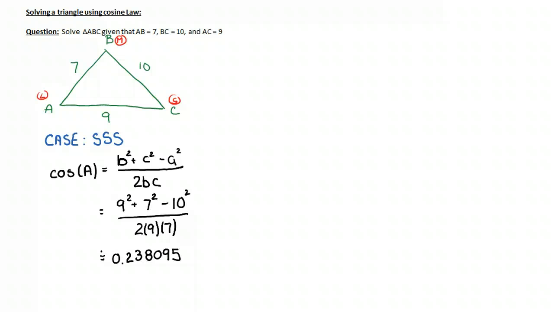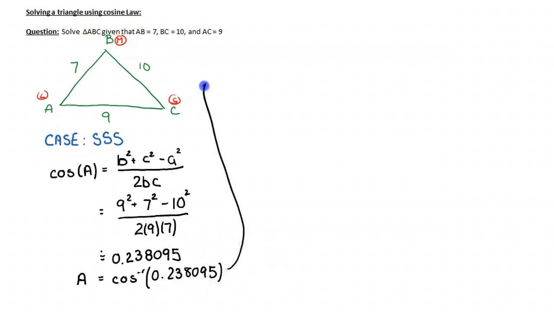So you should get a value of approximately 0.238095. And so therefore we take the cos inverse of both sides. So A is equal to the cos inverse of 0.238095. So A is approximately equal to 76.22 degrees.